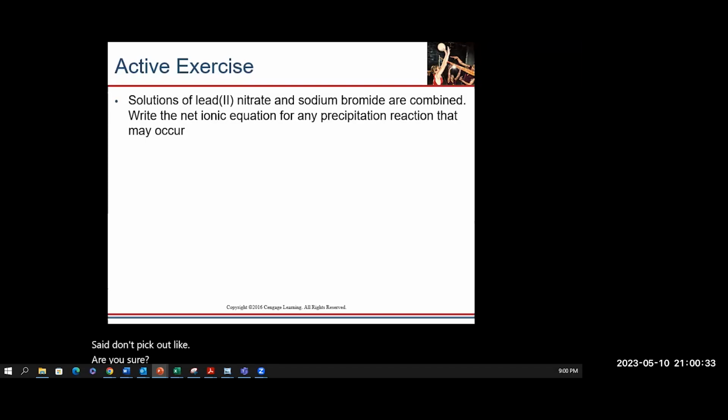Okay, it says a solution of lead-2 nitrate and sodium bromide are combined. Write the net ionic equation for any precipitation reaction that may occur. Okay, so what are the chemical formulas?